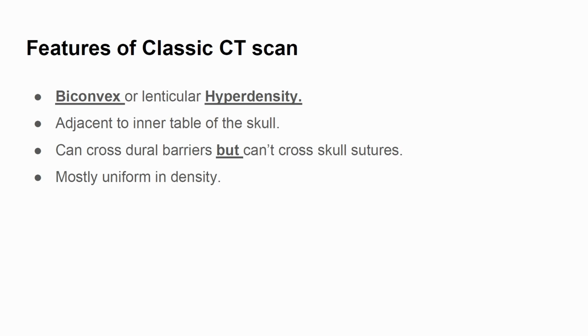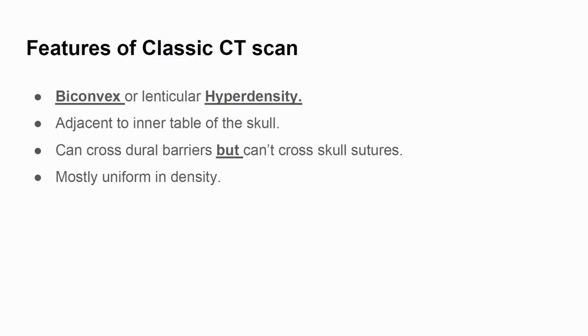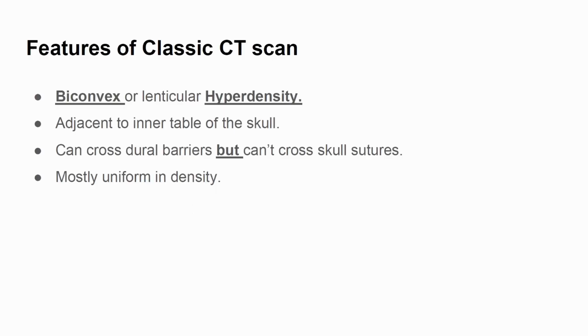Okay, so it should be a biconvex or lenticular hyperdensity. Hyperdensity means that it is more close to the bone. It's more white, meaning it is more hyperdense. Okay, and the second thing, it is adjacent to the inner table of the skull, so it's directly below the bone, because the injury to the bone caused the arterial injury that caused the extradural hematoma. So it is above the dura and adjacent to the bone.